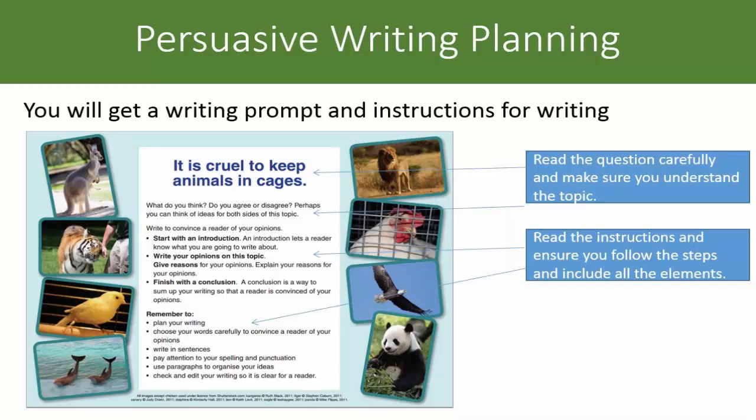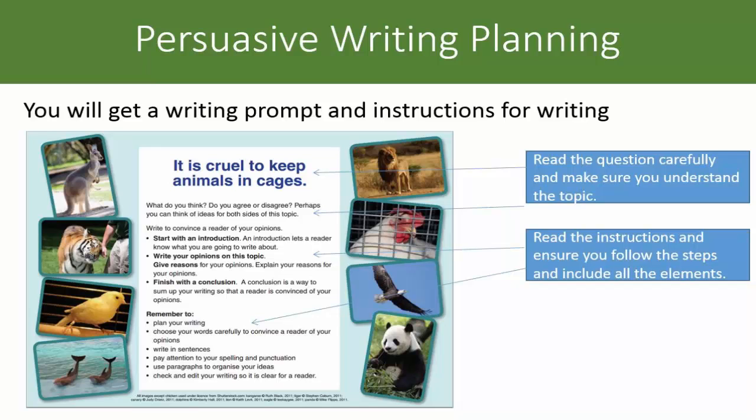When you get a persuasive writing task, it's important to follow several steps. You will get a writing prompt or writing question and instructions for writing. Your question might look something like this. You may get a statement, "It is cruel to keep animals in cages." And then you'll be given extra questions.